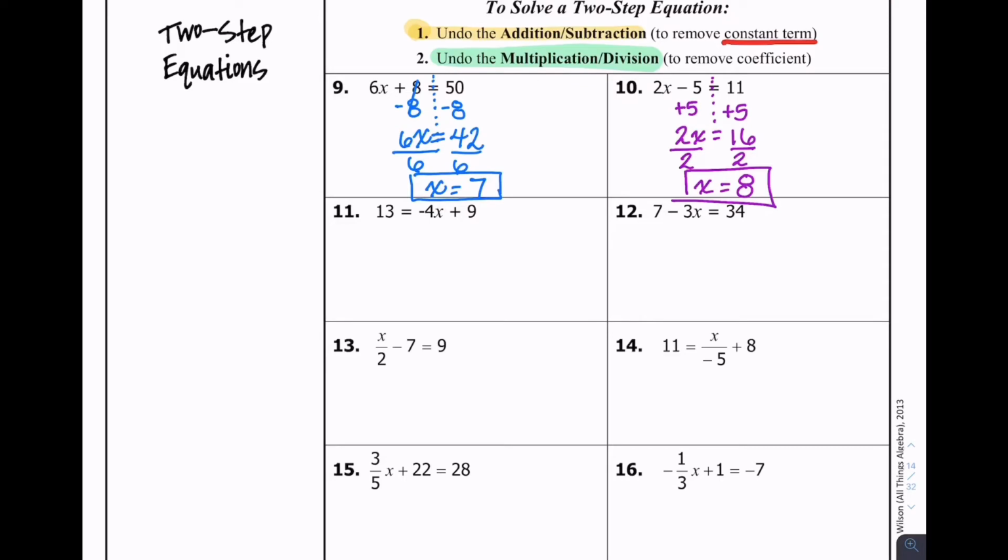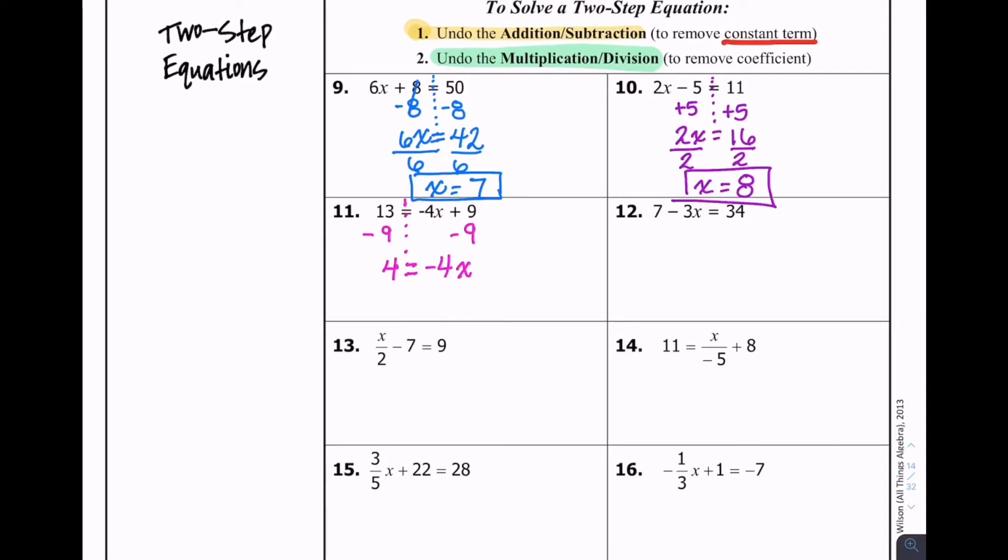Okay, so let's see how you did. If I draw my imaginary line, my x is right here on the right this time. So what I want to do is undo any addition or subtraction. This symbol here is not subtraction right now. That's a -4. So I would subtract 9 from both sides. Then I get 13 minus 9, okay, which is 4 equals -4x.